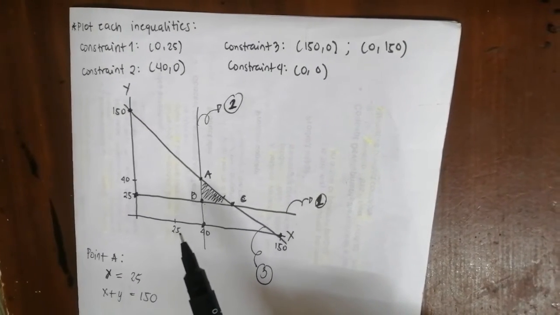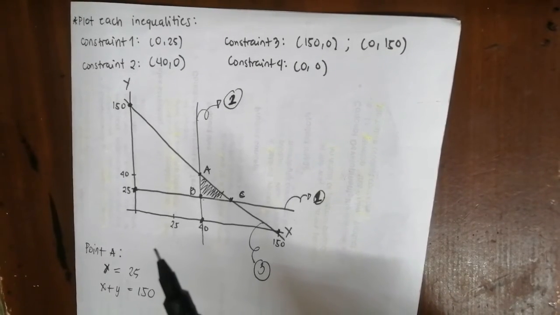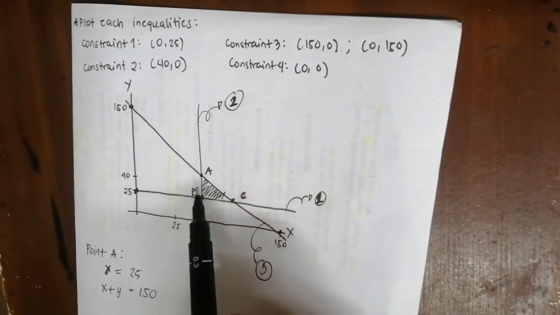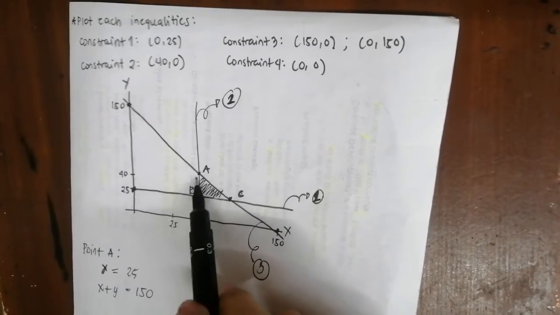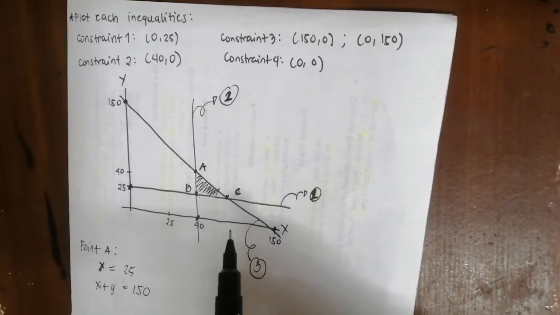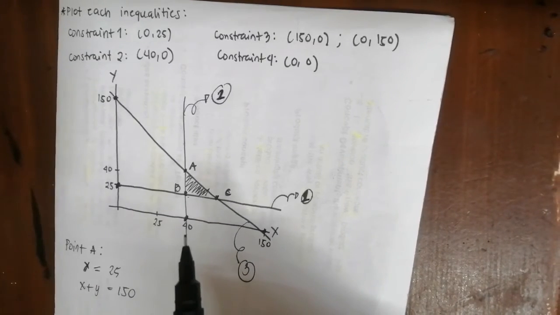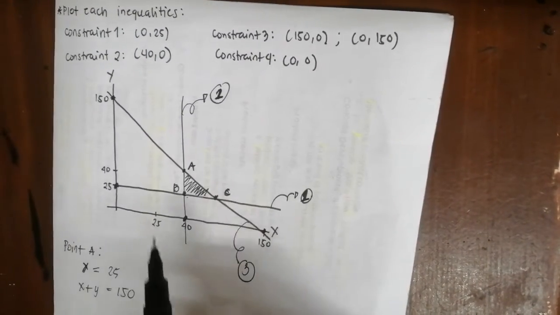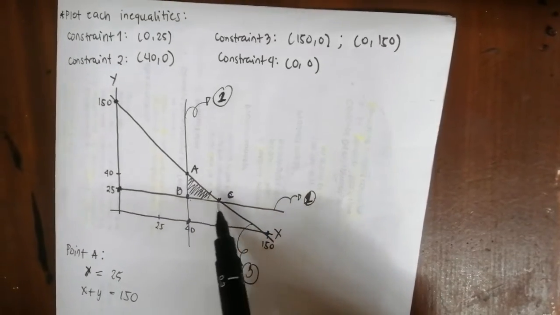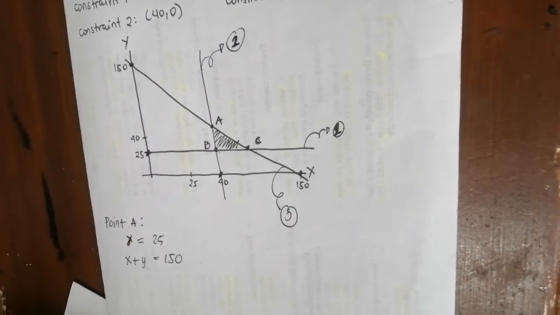In order for us to identify our optimal solution, we must know our corner points. So this point A, point B, and point C will be our corner points. These are called corner points because the points fall along the corner of the feasible region. So in order to find the value of these points, we will solve it by algebra.